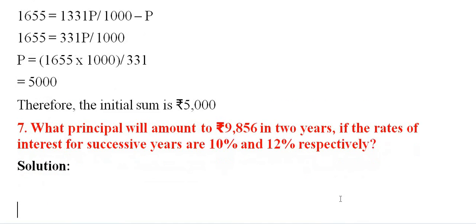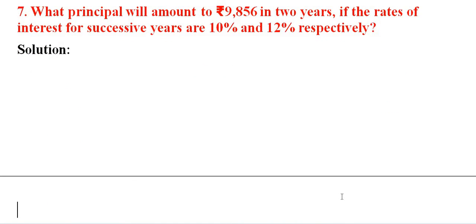Okay, now we will do question number 7. What principal will amount to 9856 in 2 years? So here again what it is asking us to calculate, it is asking us to calculate principal, means principal is not given, amount to 9856 in 2 years. In 2 years it is becoming this much.